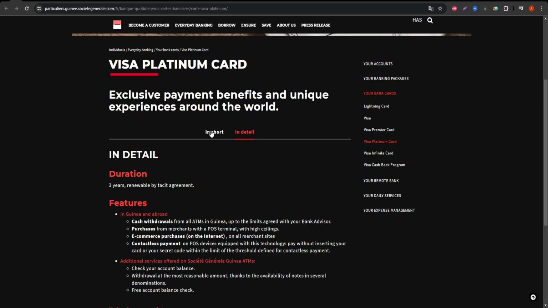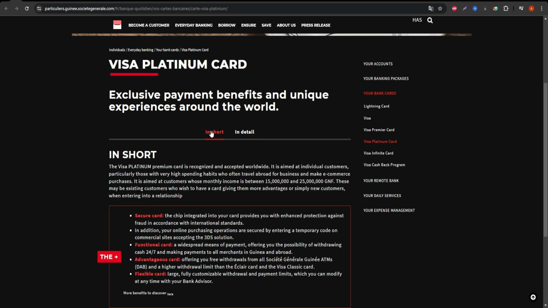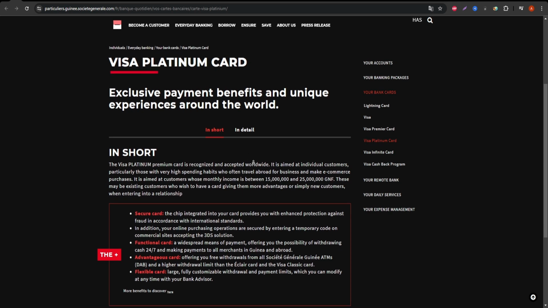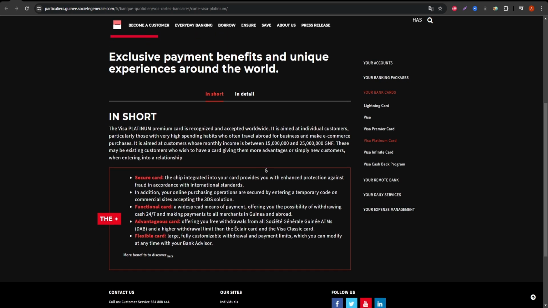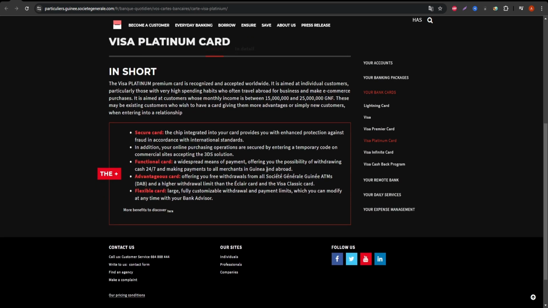However, there are some disadvantages to consider. The high annual fee may not be justified for occasional users, and some fees associated with international transactions can add up quickly. It's essential to weigh these factors based on your personal spending habits.